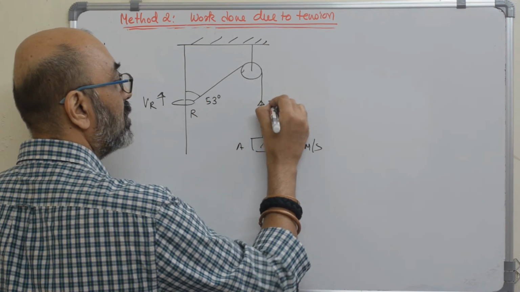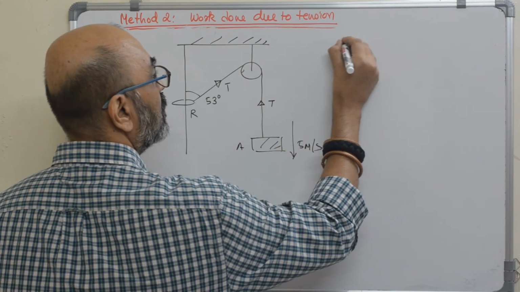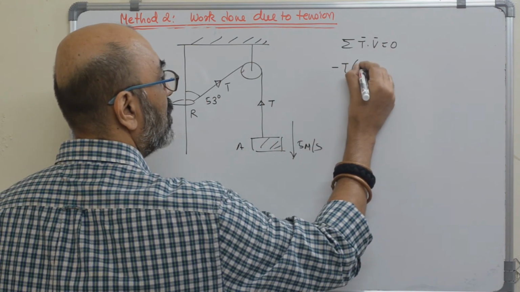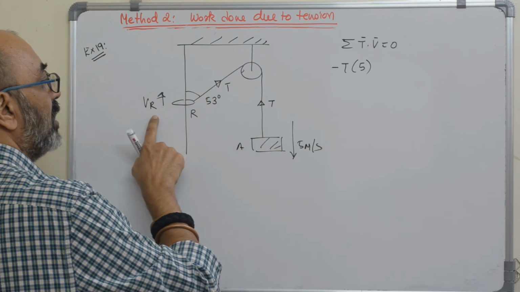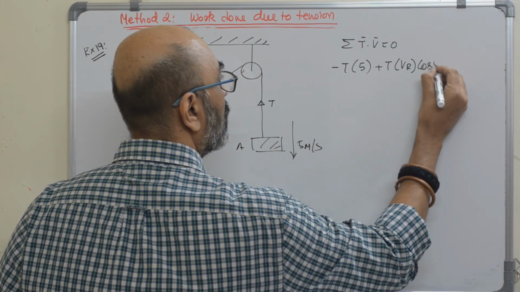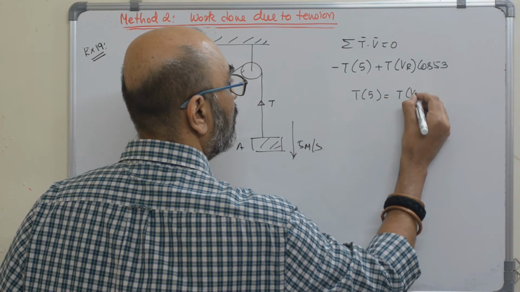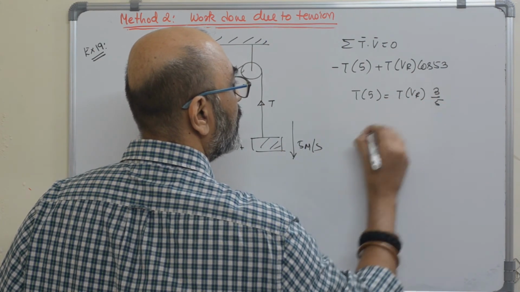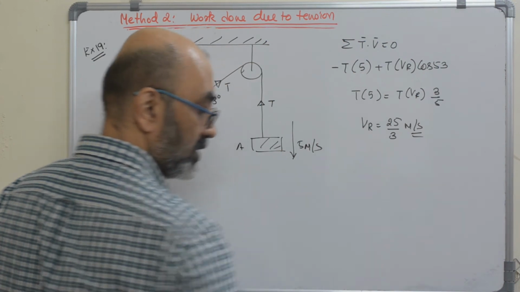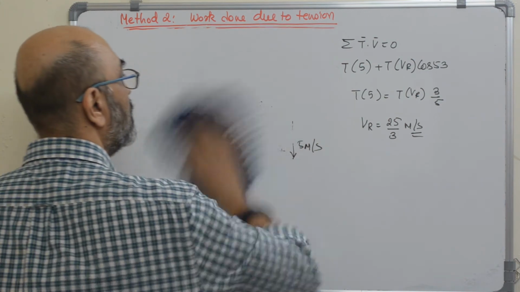चलो जी, टेंशन T. तो इसके लिए टेंशन ऊपर, वेलोसिटी नीचे, summation T vector dot V vector is 0, तो ये माइनस होगा, so it will be minus T into 5, and this is T, velocity of the ring, angle 53. So we have T V of the ring cos 53. So we have T5 equals T VR 3 by 5. So we have VR as 25 by 3 meter per second. Okay, that was 19.